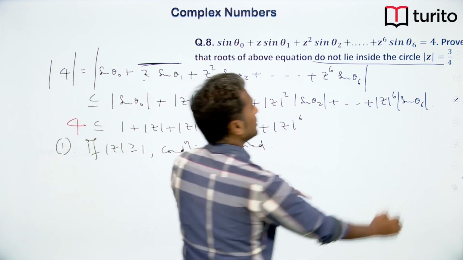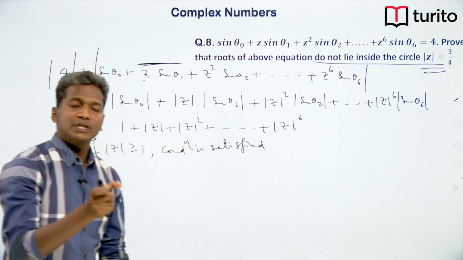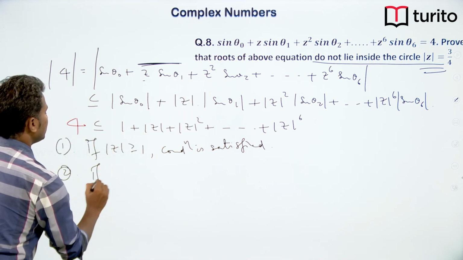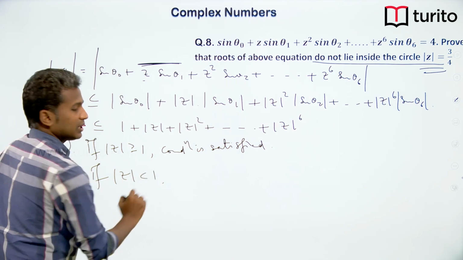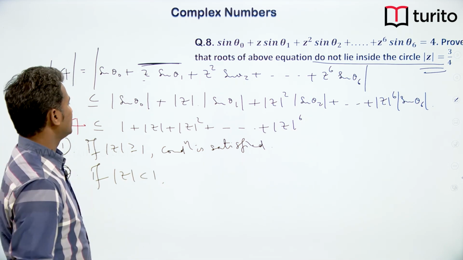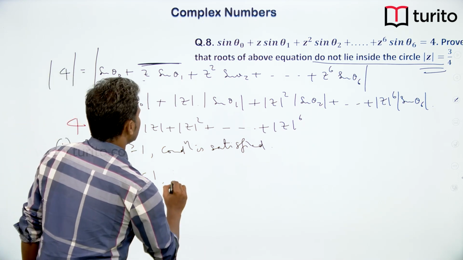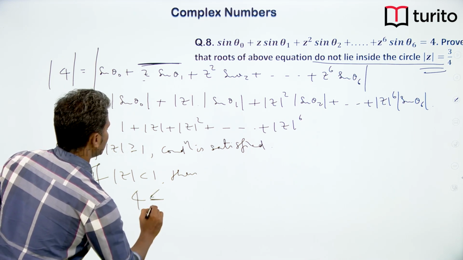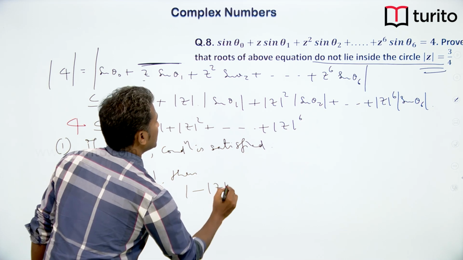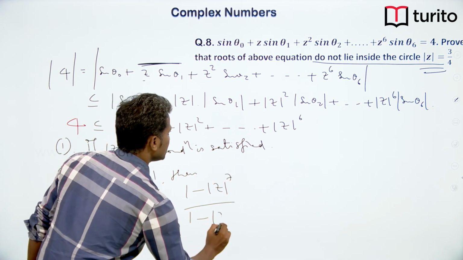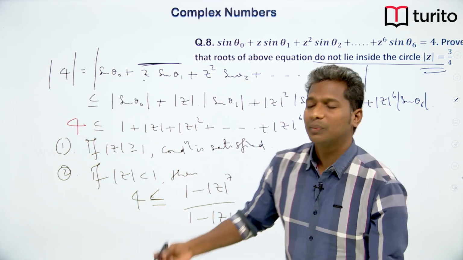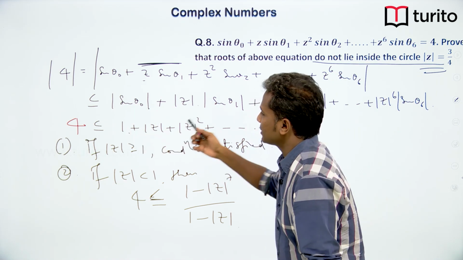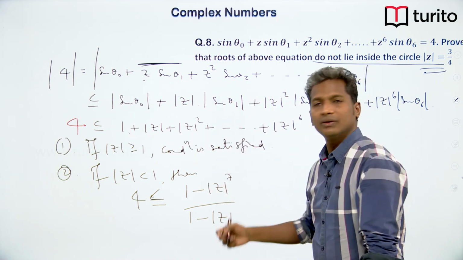Now, our focus is, if you remember, we are targeting mod z equal to 3 by 4. So, that case will come when I take the second possibility where mod z is less than 1. If mod z is less than 1, then what happens? Then RHS can be simplified like this: 4 is less than or equal to 1 minus mod z power 7 by 1 minus mod z. Now, what have I applied here? I applied the formula of GP. Okay. So, here this looks like 1 plus r plus r square till r power 6. So, 1 minus r power 7 by 1 minus r.